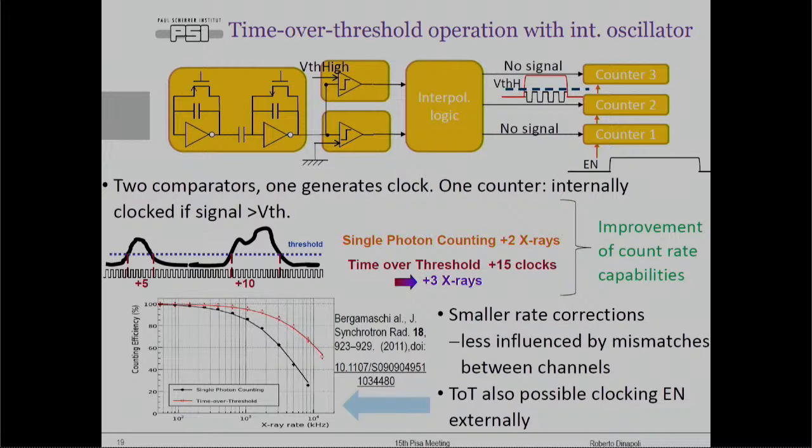You have a single normal photon, which lasts for 5 clock cycles. If you have a second photon arriving too close in time, they pile up. And so what you do is you count now 10 clock cycles, very roughly, and then you can say, okay, these are 2 photons and not a single one. And this means that you can improve a lot the count rate capabilities of the chip.